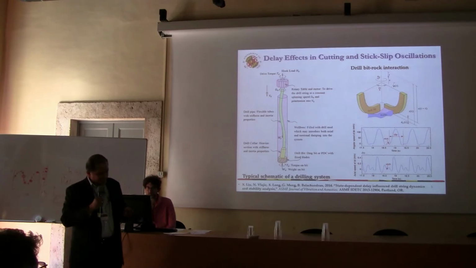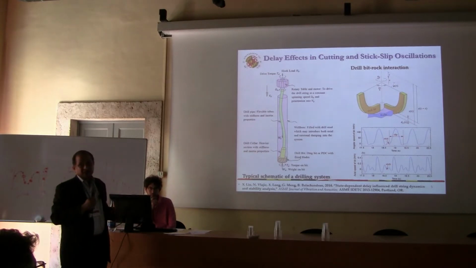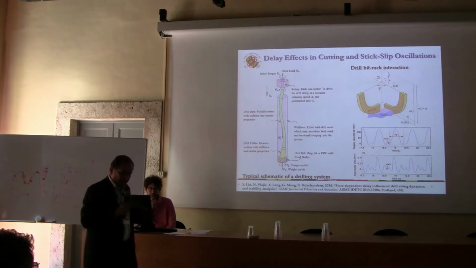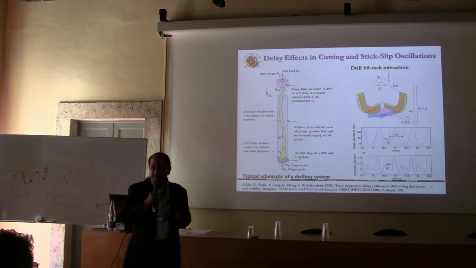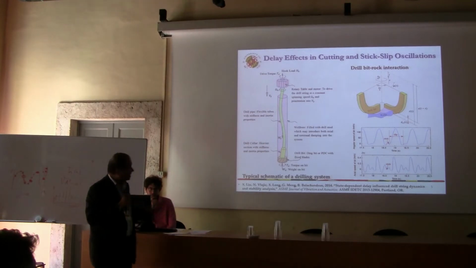So that instantaneous depth of cut is defined by where you were previously, z of t minus tau, the vertical distance, and z of t, the current state. The difference between them is the actual instantaneous depth of cut. That's very similar if you do manufacturing with materials. It's very similar to the definitions that one would use for milling processes.